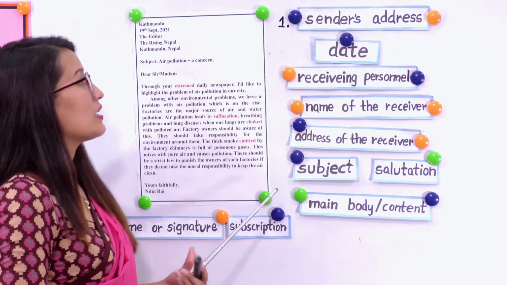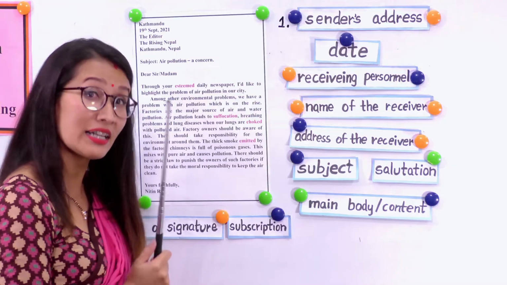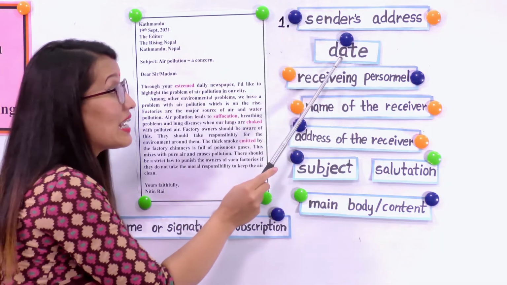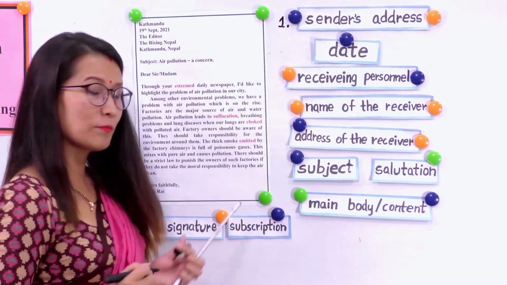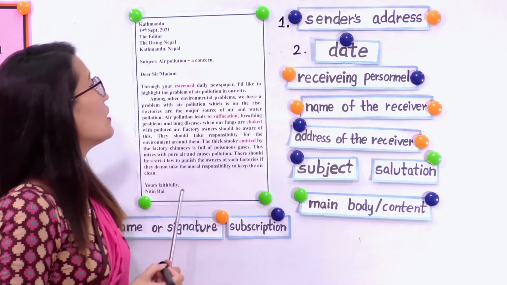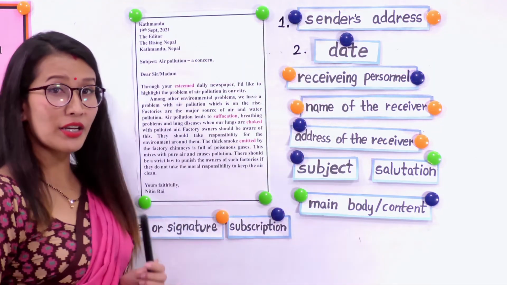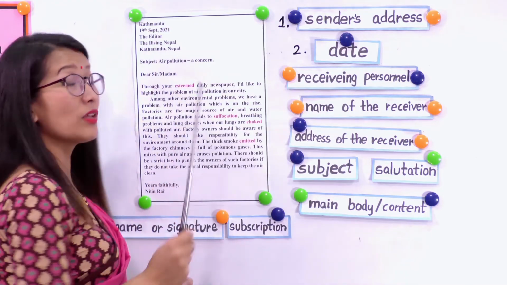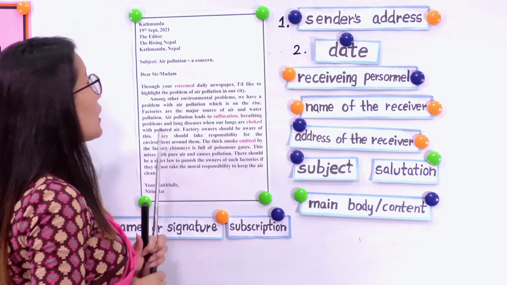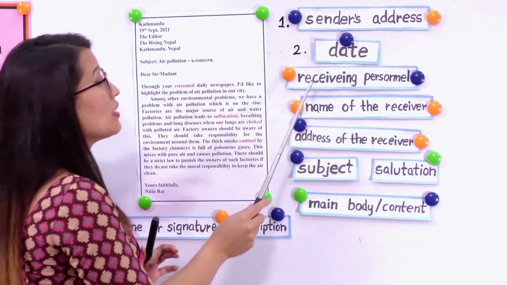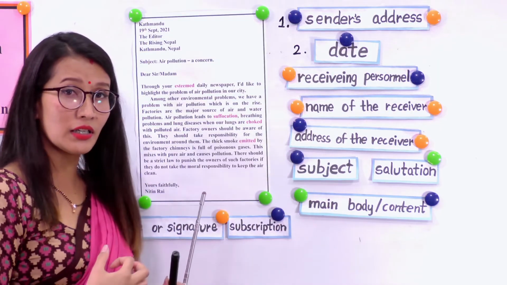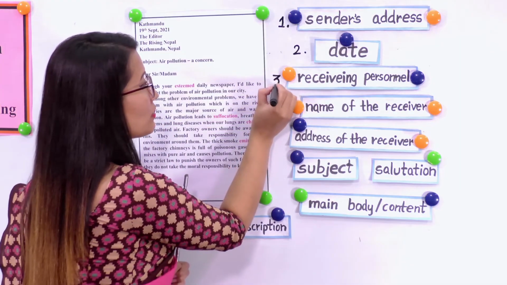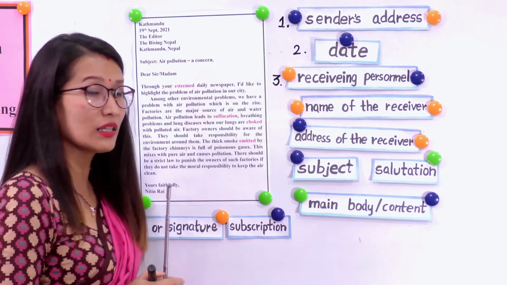First, we need to write the address. Who's the sender? The one who is sending the letter. Now, 19th September 2021. That's the date. We need to write the date after that. So let me write 2. Then, somebody other than the editor can also be there in place of the editor. So the third thing that we must keep in our mind is the receiving personnel. Who is receiving the letter? That person. So here it is the editor. So the 3rd thing you need to remember is receiving personnel.